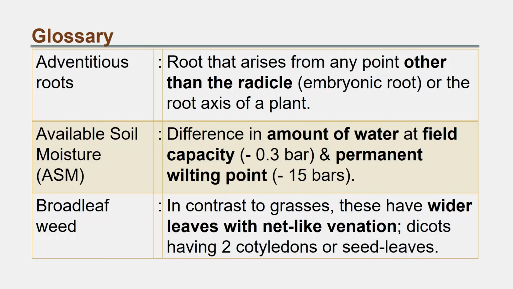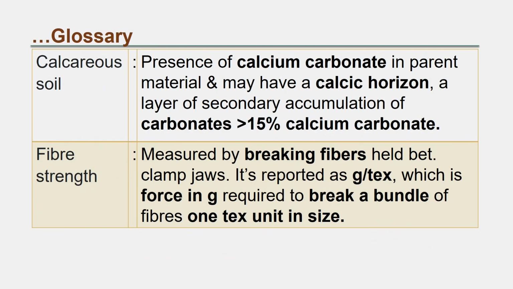Broadleaf weed, in contrast to grasses, these have wider leaves with net-like venation, dicots having two cotyledons or seed leaves. So these broadleaf weeds mostly belong to the dicots. Calcareous soil, presence of calcium carbonate in parent material and may have a calcic horizon, a layer of secondary accumulation of carbonates, more than 15% calcium carbonate.